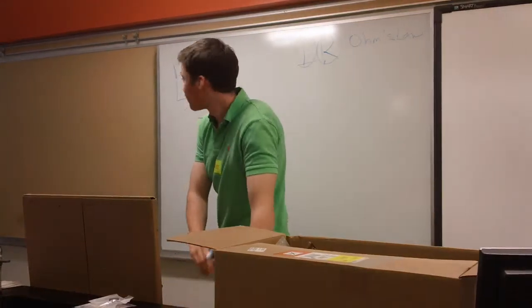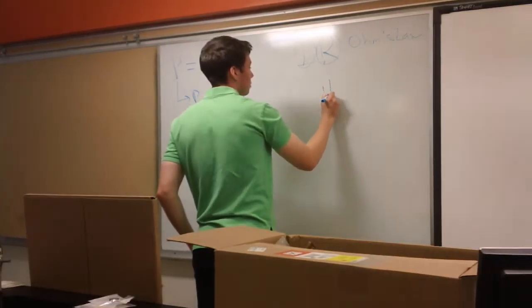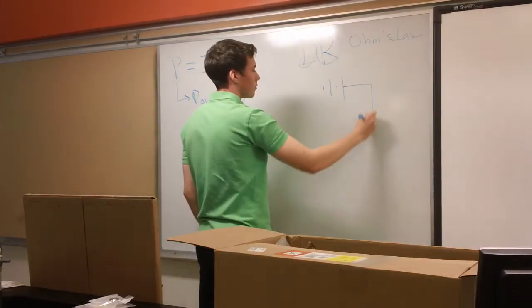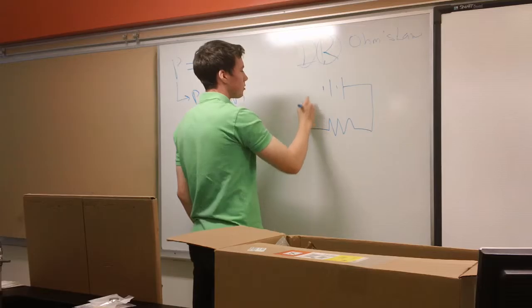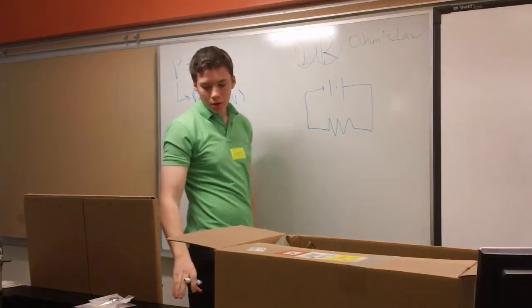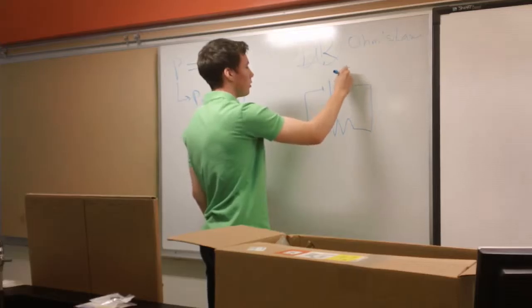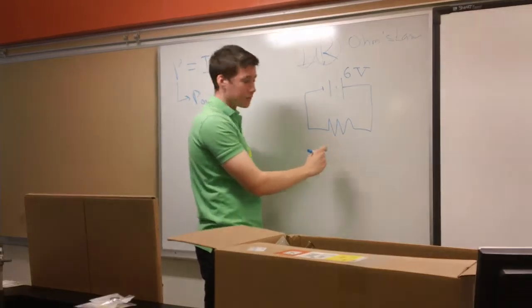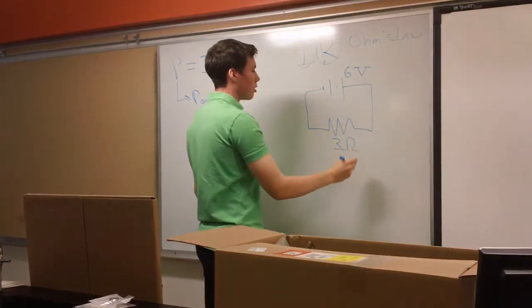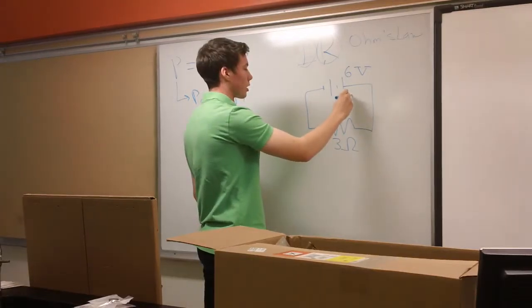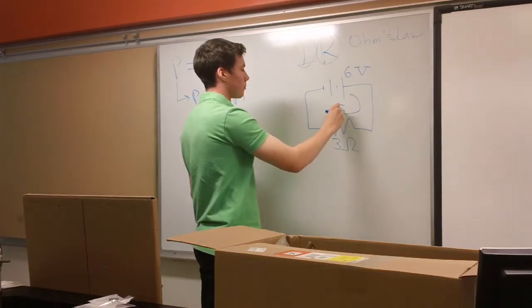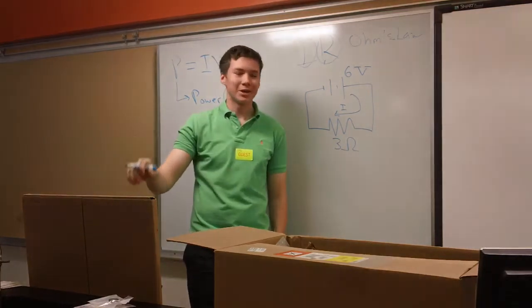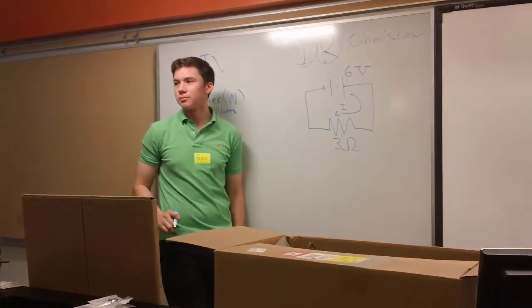So let's solve a few problems. Does anyone know what this is? Right. What's this? Okay. So let's say that the voltage across here is 6 volts. And let's say this resistor has a resistance of 3 ohms. What's the current flowing through this circuit? 2 amps. Who said that? Nice. Yeah, so it's 2 amps. Why is it 2 amps?